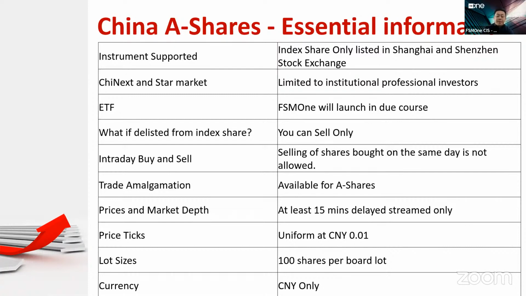Besides, trade amalgamation is available for A-share trading. Trade amalgamation allows you to combine your orders to help you save on the processing fee and reduce the average trading price for the trading day. This is automatically performed on our platform for each buy and sell order, following certain conditions. So you have to fulfill a few conditions.